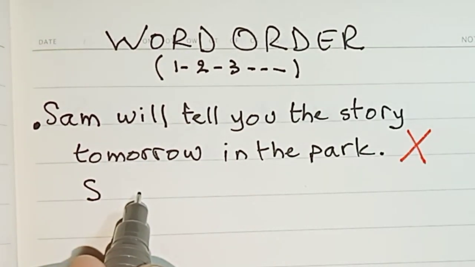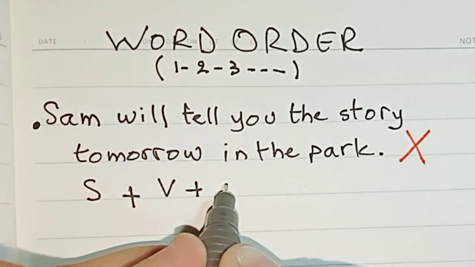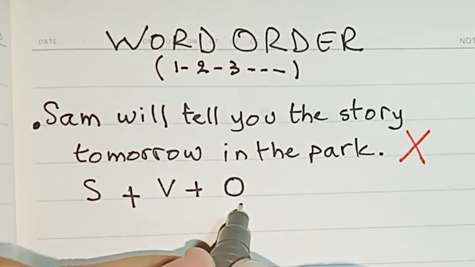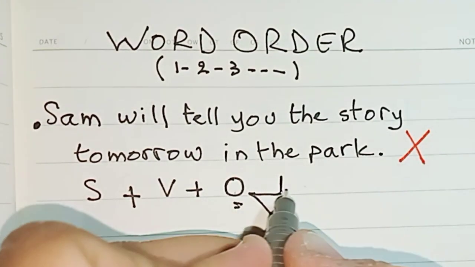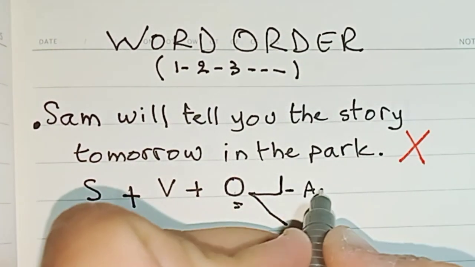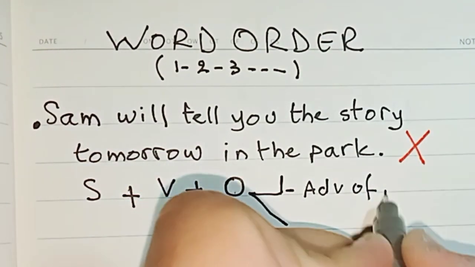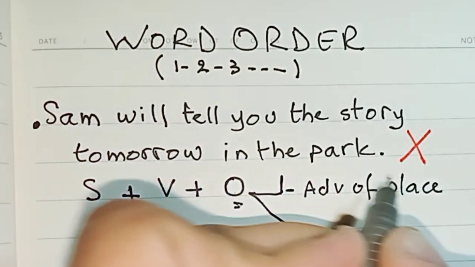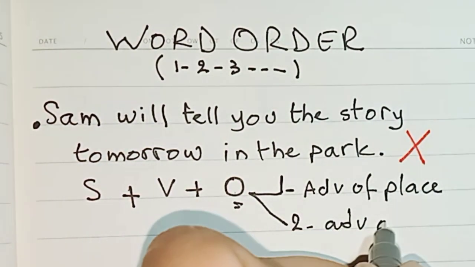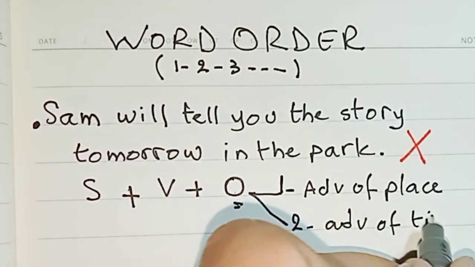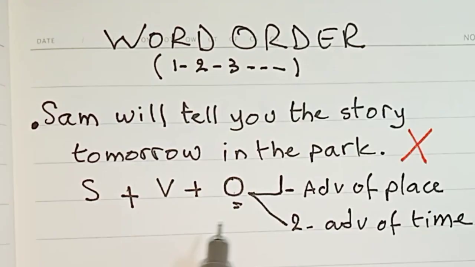subject plus verb plus object. Here in the object we have one adverb of place and then adverb of time. This is the rule, the grammar rule.